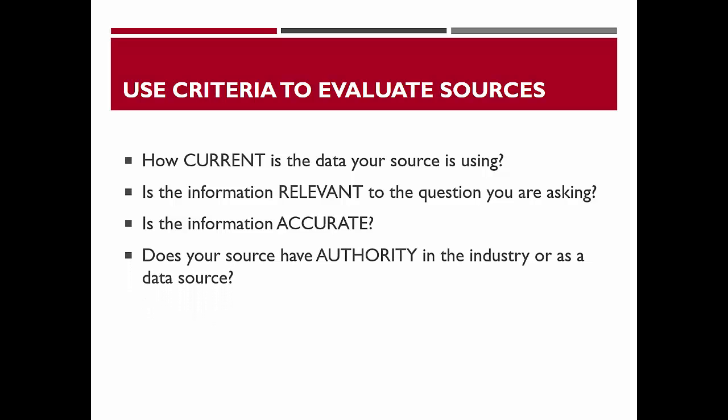So you also want to look at the authority of the source you're looking at. There are certain things like articles in the Wall Street Journal or in the New York Times that have a certain amount of authority. For businesses in Oregon, you might want to look at Portland Business Journal.